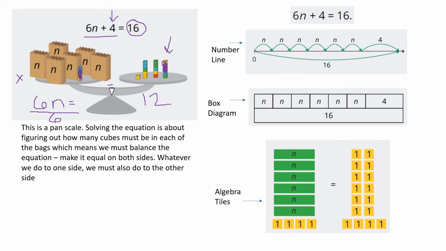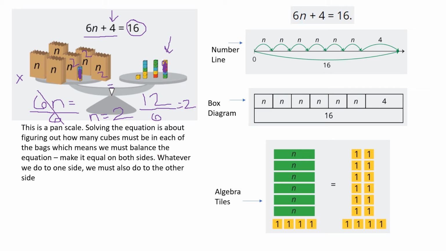So whatever we do to the left side, we also do to the right side. We're going to divide by 6 and divide by 6. So these two cancel each other out. Then we are left with n equals 12 divided by 6 equals 2. So n equals 2. That means there's going to be 2 cubes in each of these bags.